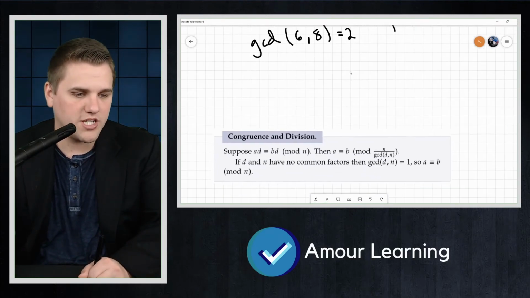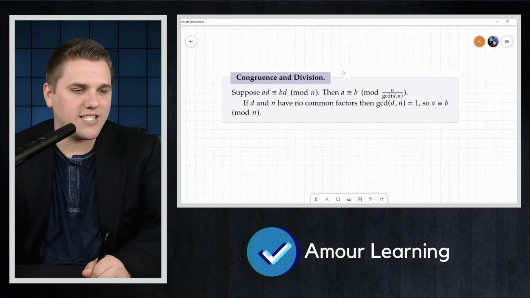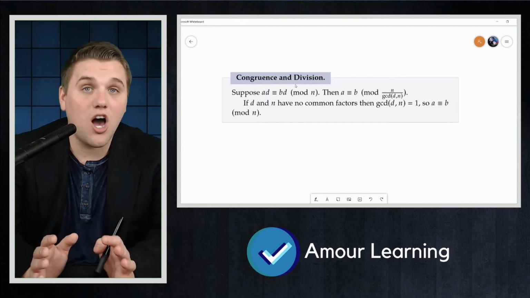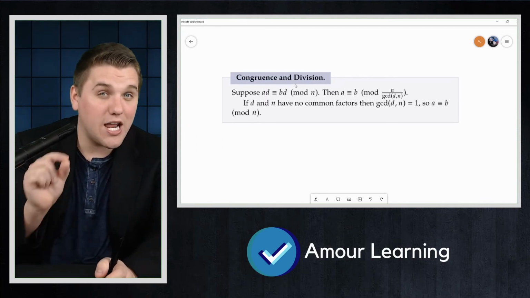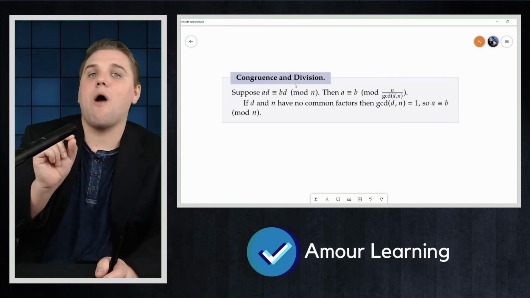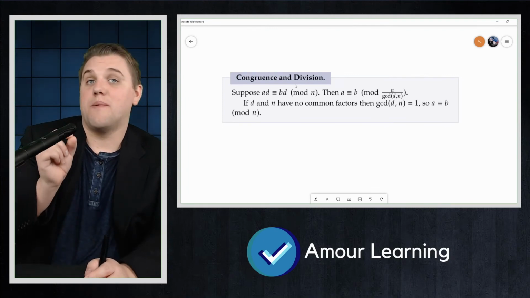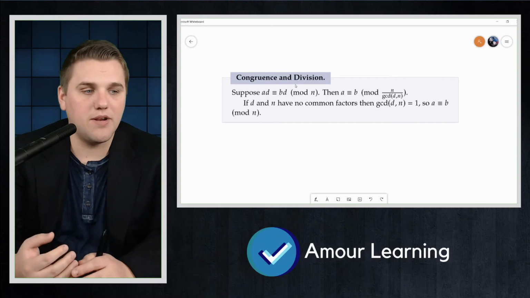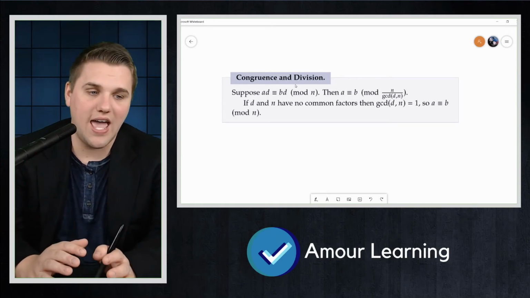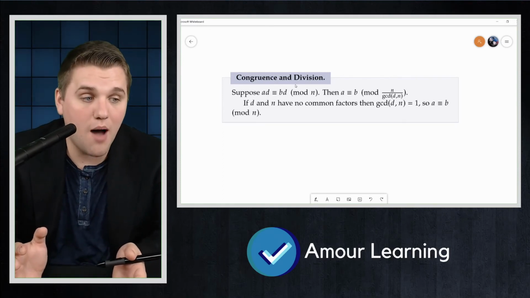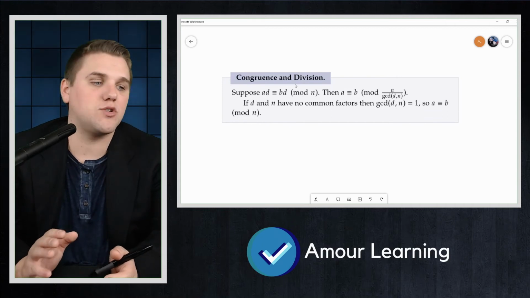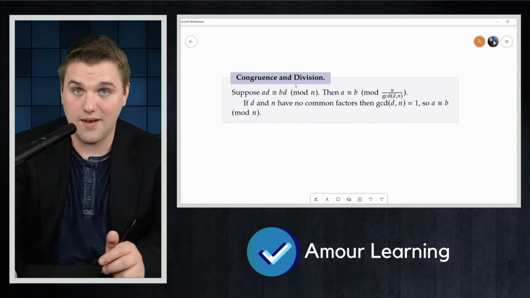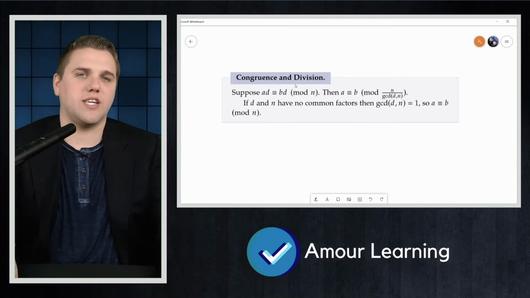All right, let's take a look at what all of this means technically. There's an important result here. Suppose that A times D is congruent to B times D mod n. Then A is congruent to B. You can divide both sides by D. However, the mod changes. We divide n by the greatest common divisor between d and n. If d and n have no common factors, then the GCD between d and n is 1, so A is congruent to B mod n. Let's do an example together.